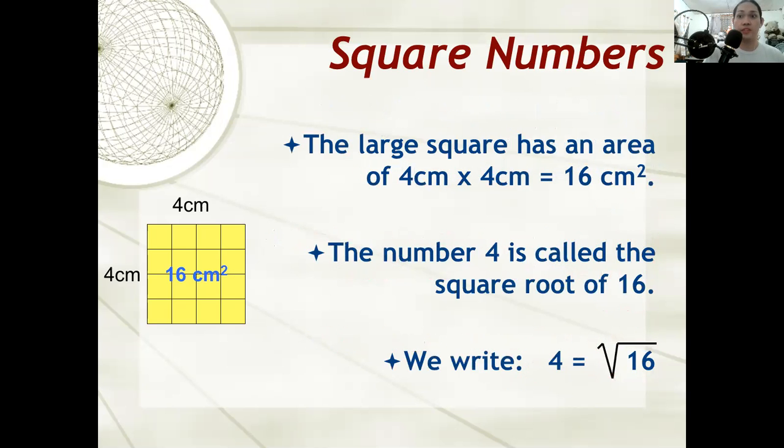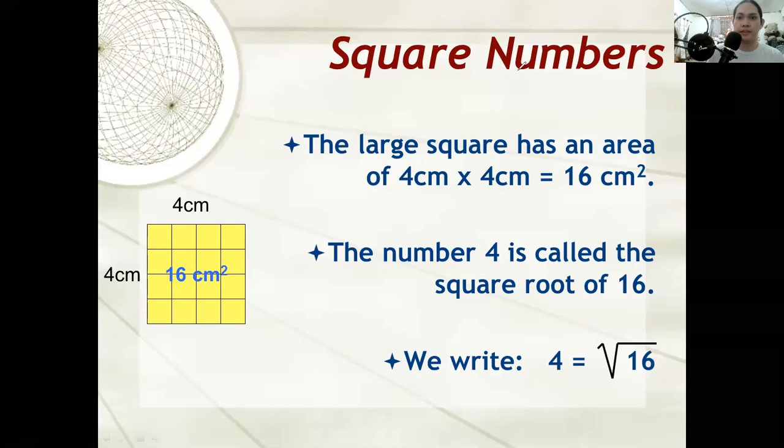Remember the area of squares? Yes, that is the basic concept here. The large square has an area of 4 centimeters times 4 centimeters, and that gives you 16 square centimeters. So the number 4 is called the square root of 16. That's the reason why 4 is the square root of 16. We write it as 4 is equal to the square root of 16, as you can see on the screen. I will highlight it so that you can follow.